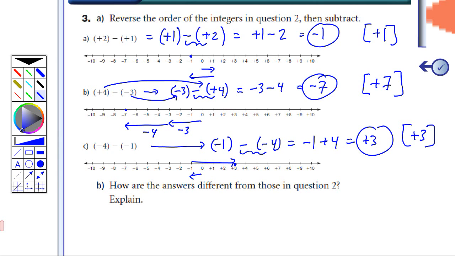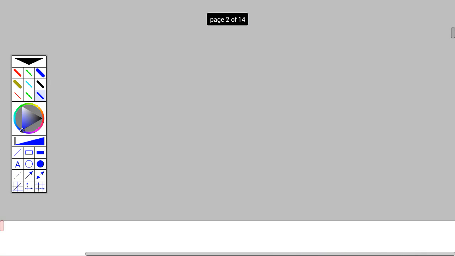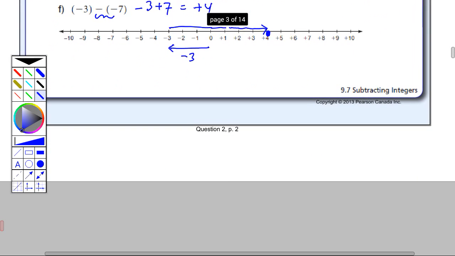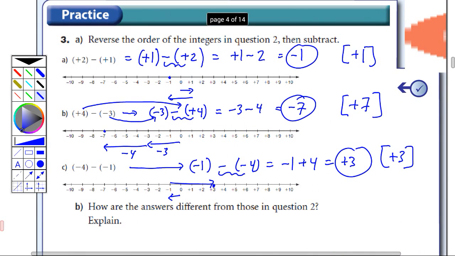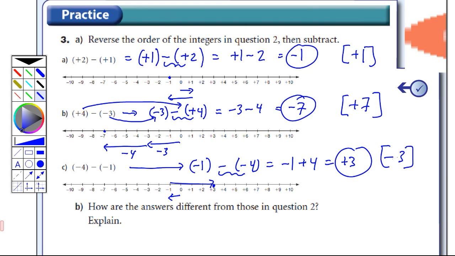Did we really have plus 3? Let's take a look back. Oh, no, we had minus 3. Which would make sense that we would be negatives. So we had minus 3. Let's fix that. So it's opposite. So when we have subtraction and we reverse the order of the integers and we're subtracting, our answers are going to be the opposite sign. Same number, 1, 7, 3, just opposite sign.